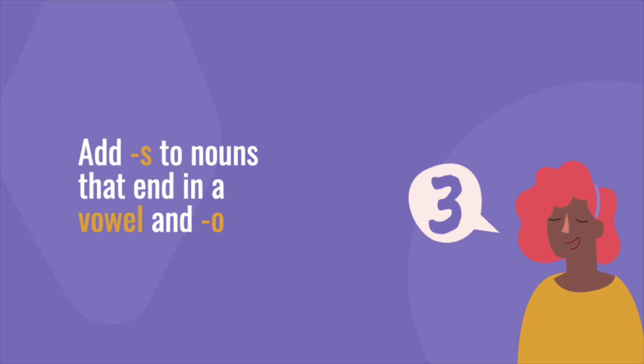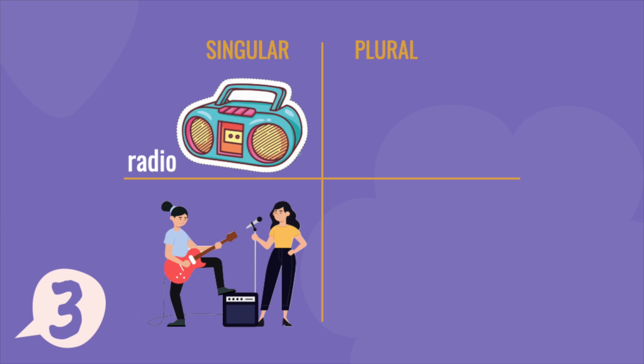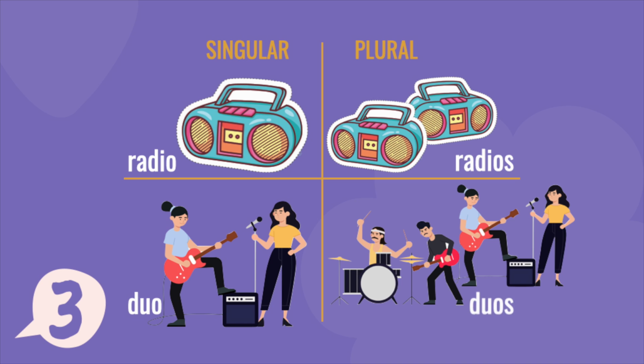Nouns that end in o have a couple of rules. Rule number 3. If a vowel comes before an o, the plural is formed by adding s to the singular form of the noun. Try forming these singular nouns into plural nouns. We only need to add s. Radio becomes radios, and duo becomes duos.